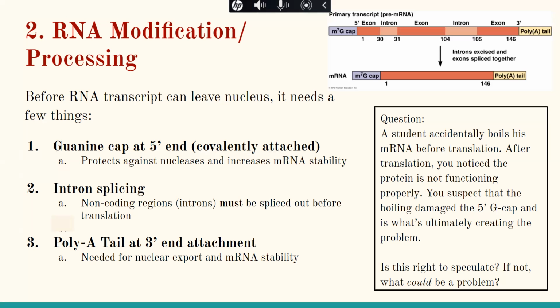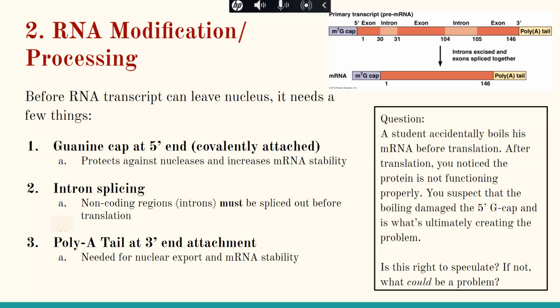Yeah, that's actually a pretty good argument. This student is suspecting that the boiling damaged the 5' cap, and that's ultimately what's causing the problem. However, this isn't the best argument to make, only because the 5' cap is covalently attached to the RNA. So boiling is not really going to mess it up.